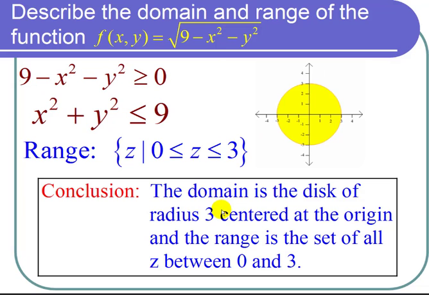So now let's state our final conclusion. We can say the domain is the disk of radius 3 centered at the origin, including the outer circle, and the range is a set of all values of z between 0 and 3, including the endpoints. And I'm done with the problem.